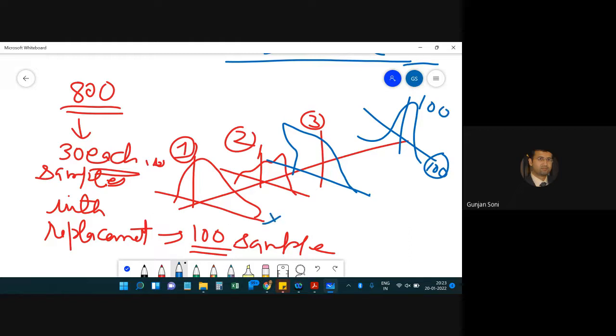So I can find out x1 bar, x2 bar, x3 bar, and x100 bar. I can find out all these means. Yes or no?